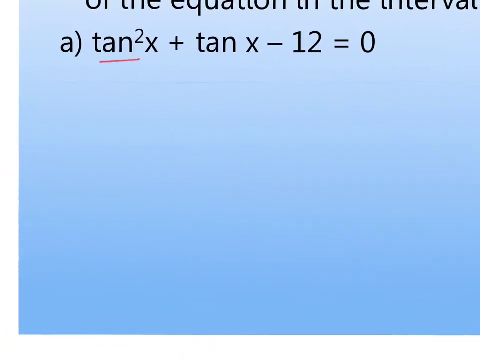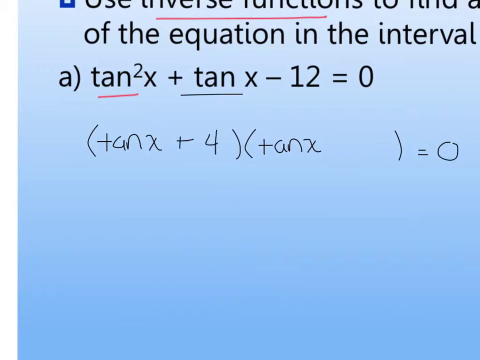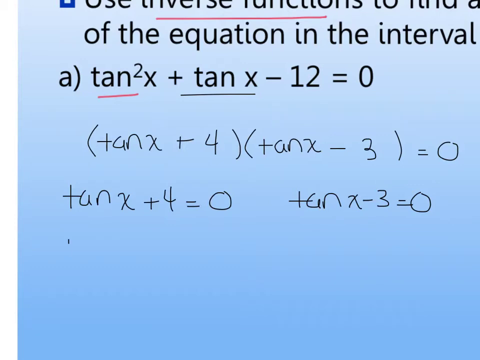So if I were solving this problem, I would solve it by factoring. And the factors for 12 are 4 and 3. And I want the positive middle term, so the bigger number has to be positive. And then I can set them equal to 0 now that I have two terms. And here I get tan x equals -4 and tan x equals 3.